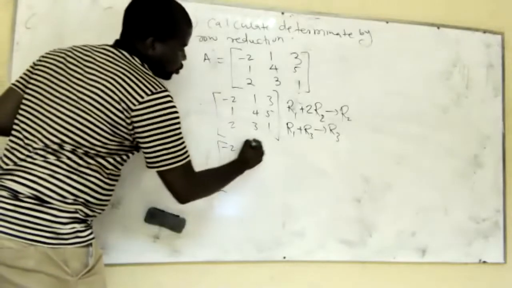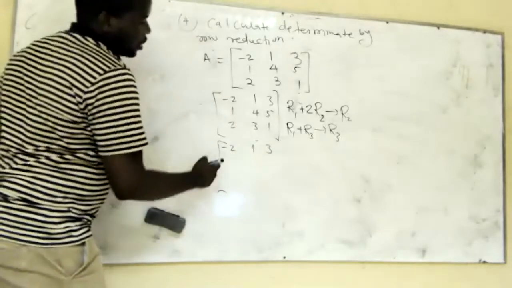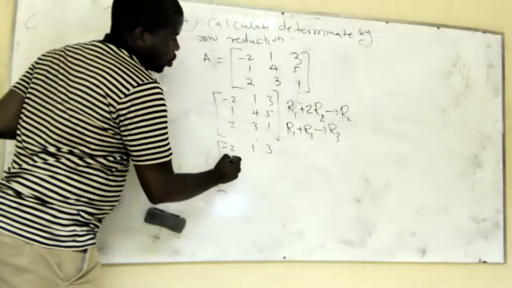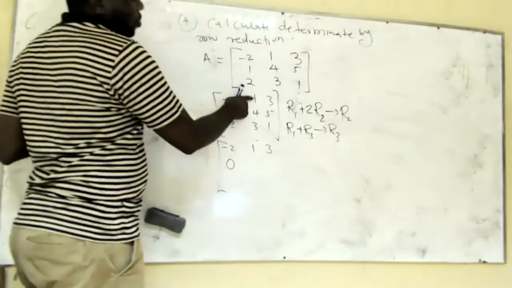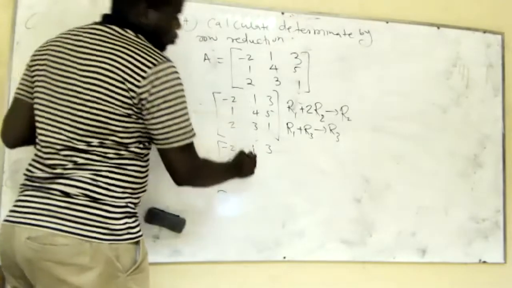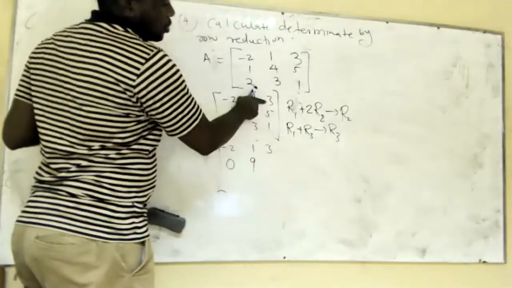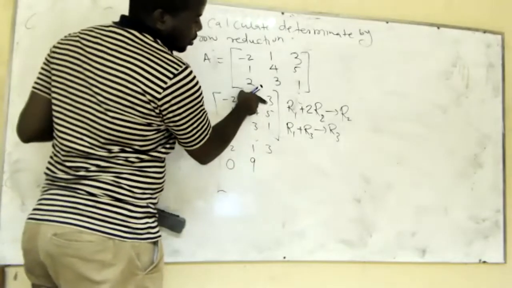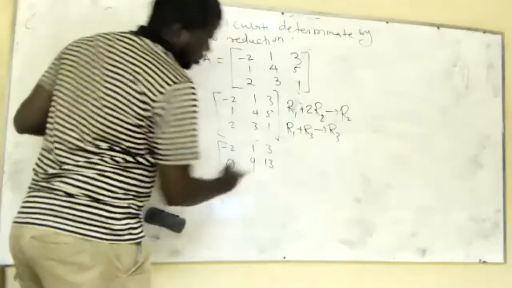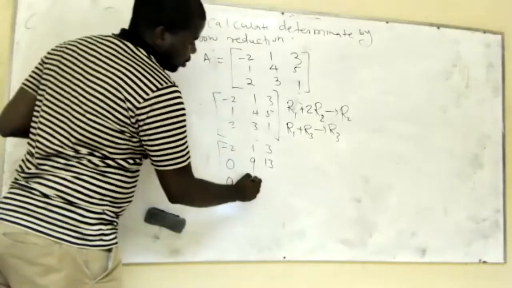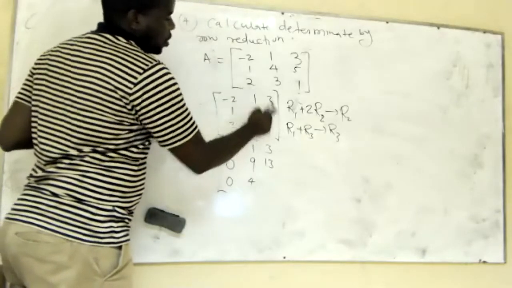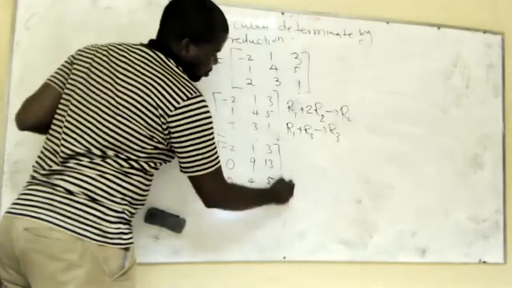So the first one is not changing, and then the second one, for sure, we want a 0 there. It must be a 0, and then here is going to be 1 plus 8, which is 9, and then here is 3 plus 10, which is 13. And then here we add this with that, it is going to be 0. This with that is going to be 4. This with that is going to be 5.